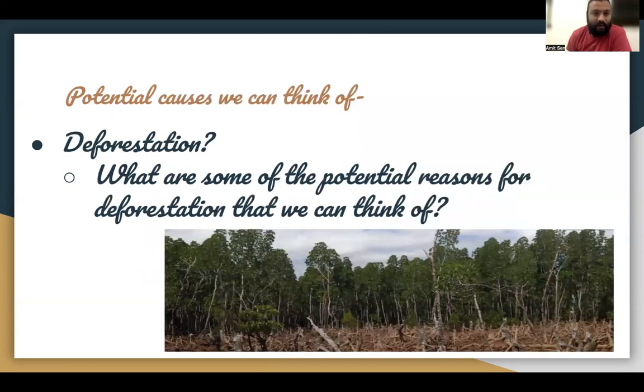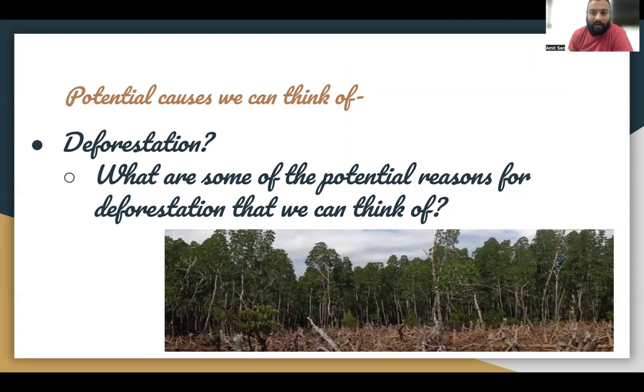So in the next slide, I'm talking about some of the potential causes that we can think of for deforestation, due to which we have to cut down trees. And as you can see in the visual, a lot of trees were there before, but some of them have been cut down. So you can take a moment, pause, and think for yourself.